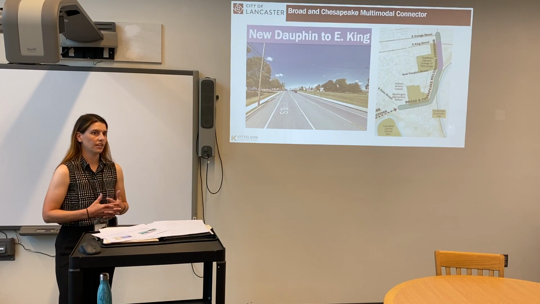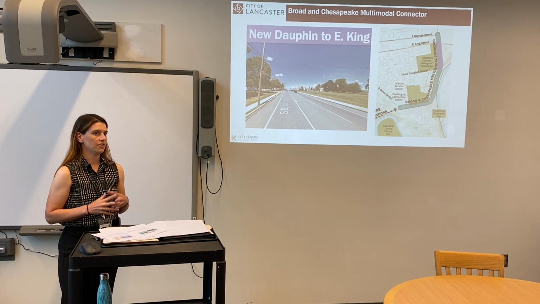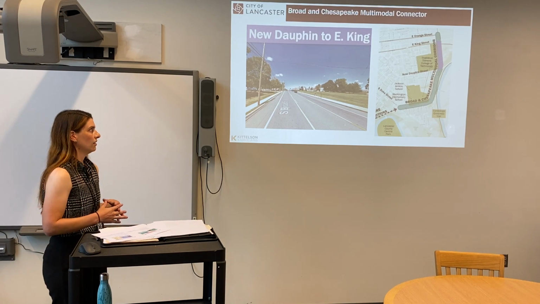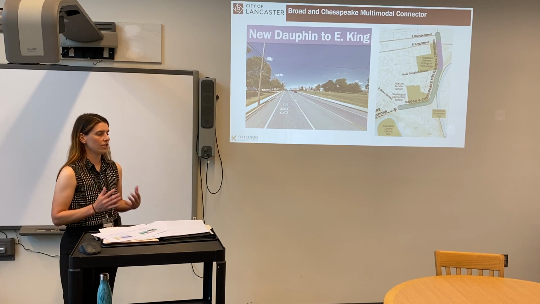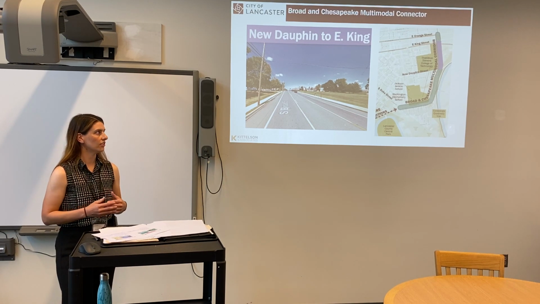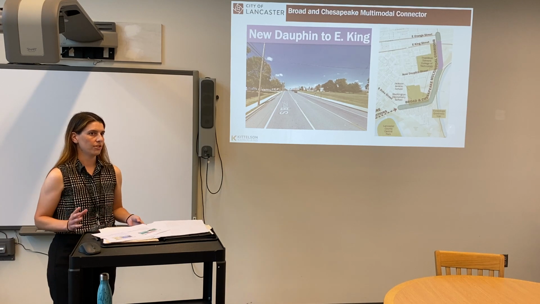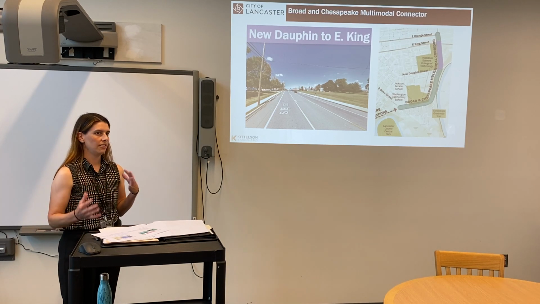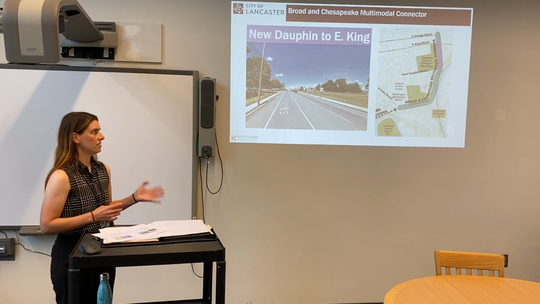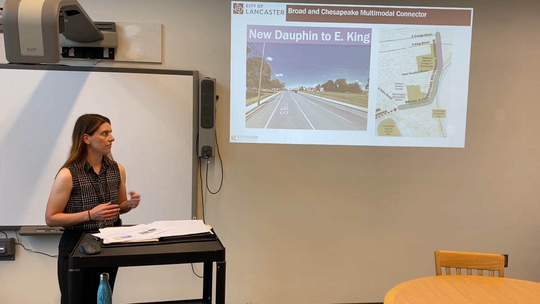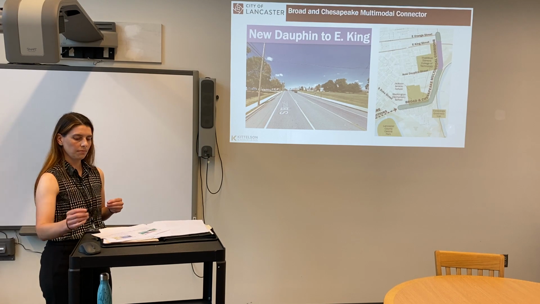Finally, from New Dauphin to King, the existing conditions typical section looks similar. We have two travel lanes in each direction, a center turn lane, and parking on both sides of the street. But the land uses in this area are different. We have Thaddeus Stevens on the west side of the street.